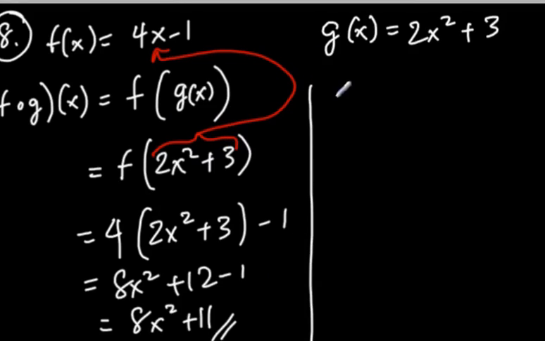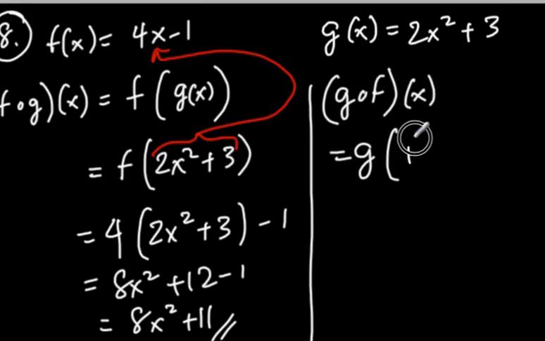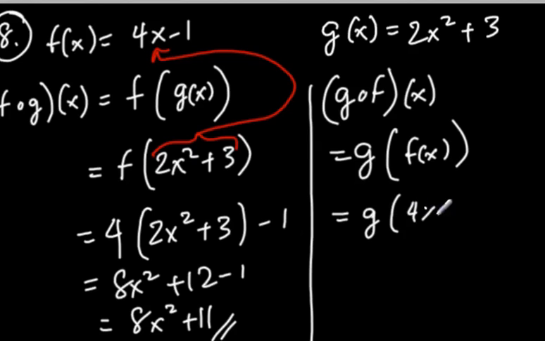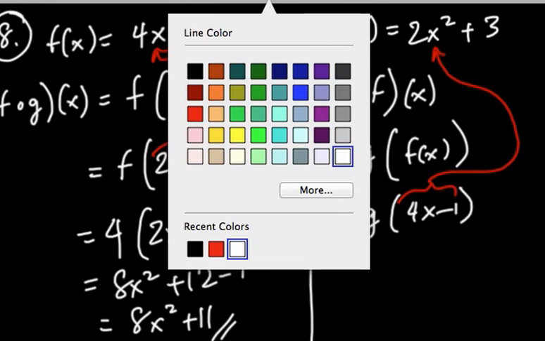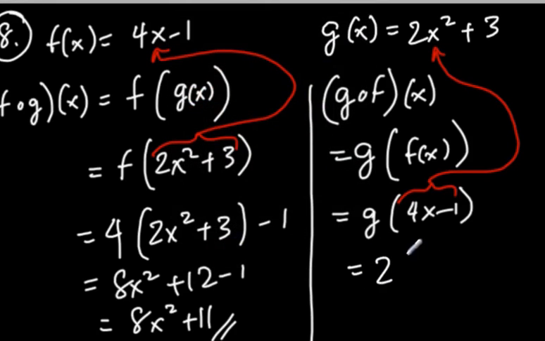All right, let's do g of f. G of f of x. So that's g of f of x. So that's equal to g of 4x minus 1. And remember, all we're doing is taking this argument and subbing it right into that x over there. So it's going to be 2 of something squared plus 3, and that something happens to be 4x minus 1.